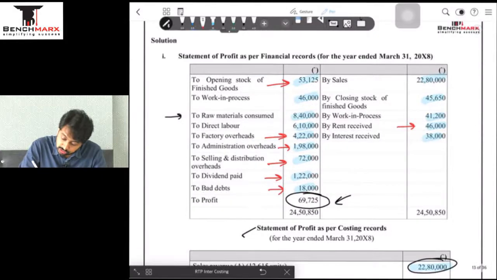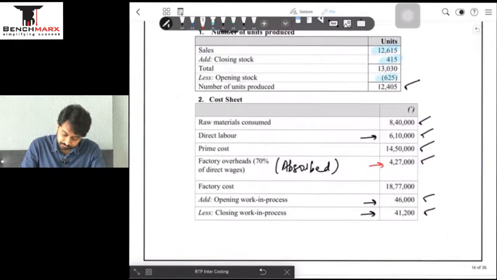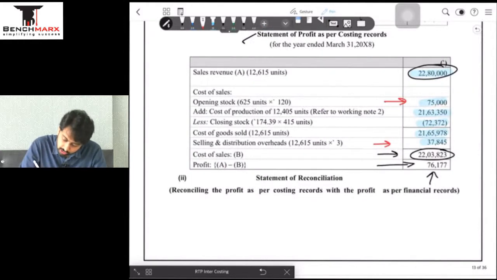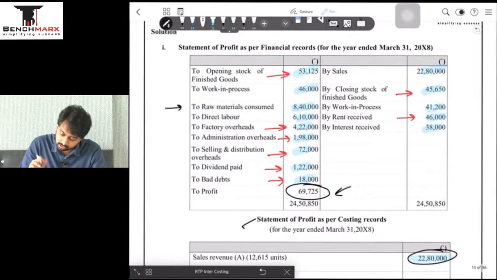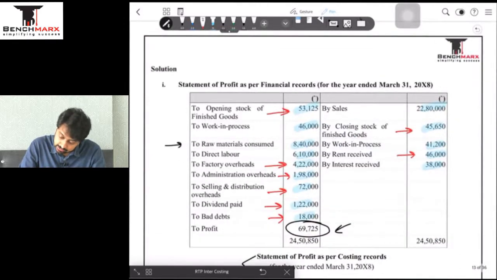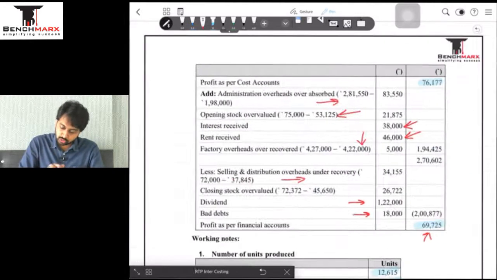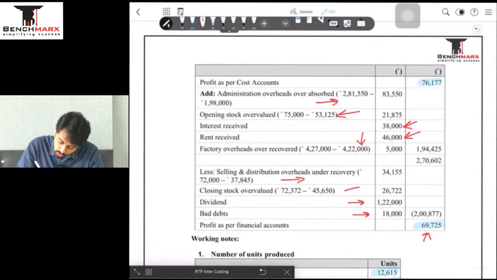Closing stock is left. Closing stock is 45,000 as per finance, and closing stock, where did it go? Closing stock is 72 as per cost and 45 as per finance. Again, higher closing stock in costing, which means the profits are more in costing. We are going from more to less, so I will do less. So less of closing stock overvalued. That means we have covered everything.